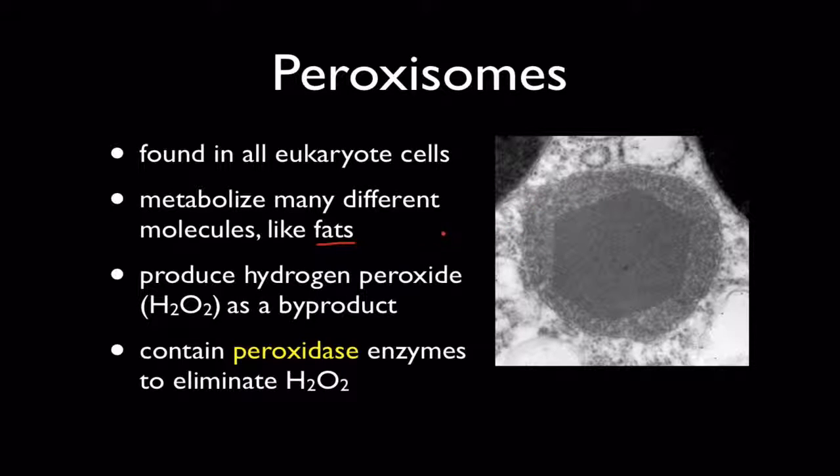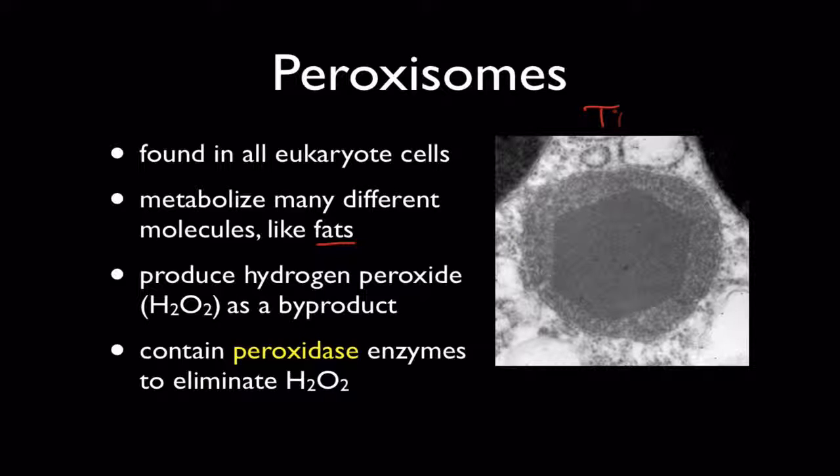And as a byproduct of this metabolism, they produce hydrogen peroxide, H2O2, which is a nasty molecule. Hydrogen peroxide is very reactive. It's what we call an oxidizer, and it will pretty much tear apart anything it comes into contact with. So peroxisomes contain an enzyme called peroxidase, which immediately breaks down the hydrogen peroxide as it's being produced.